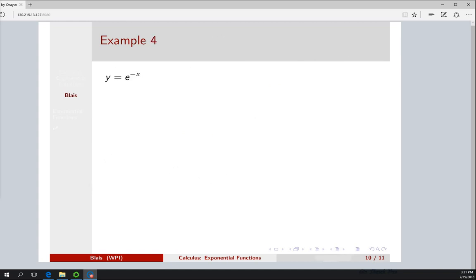If we look at another example, y equals minus e to the x, in this case, dy dx is derivative of the outer function, leaving the inner function alone, times the derivative of the inner function, derivative of what's in the exponent, which is minus 1. So we would get minus e to the minus x.